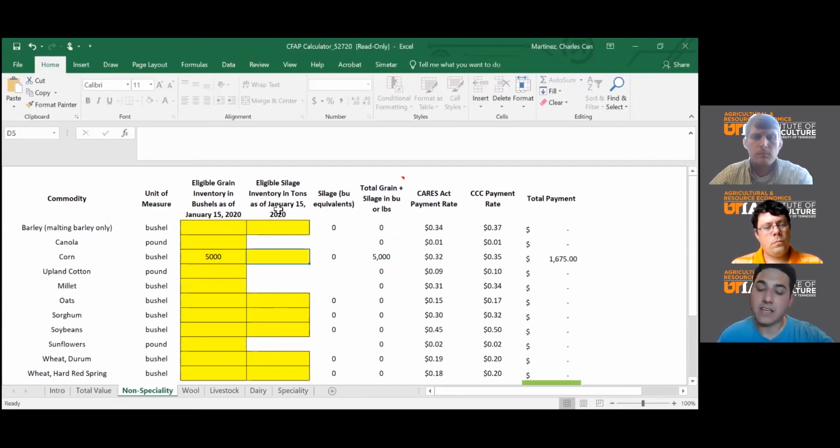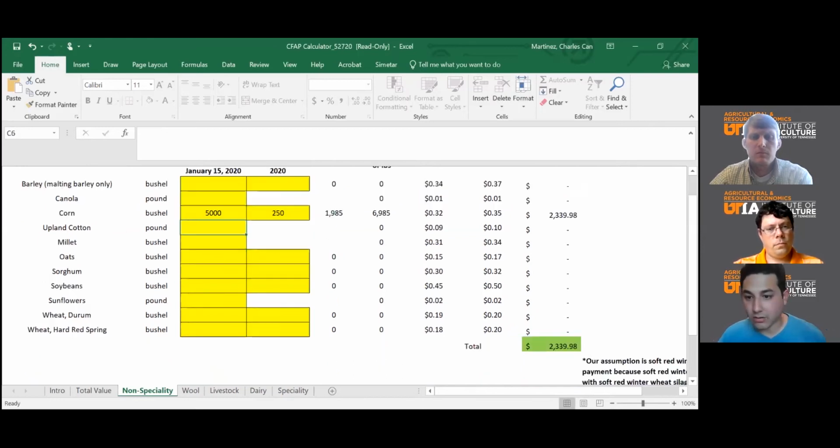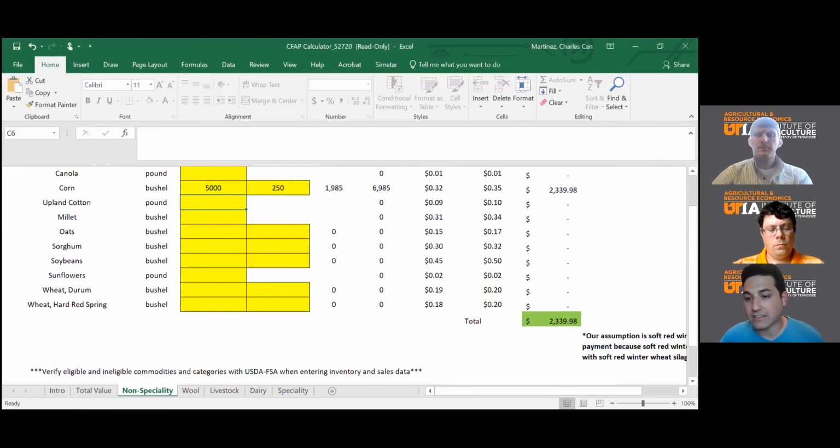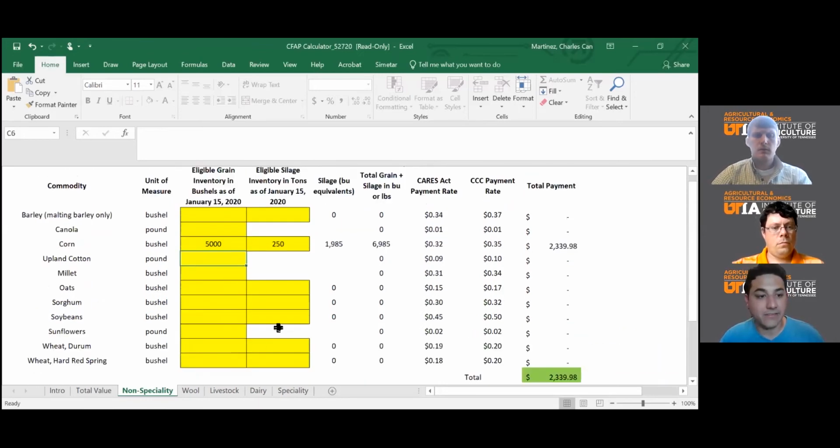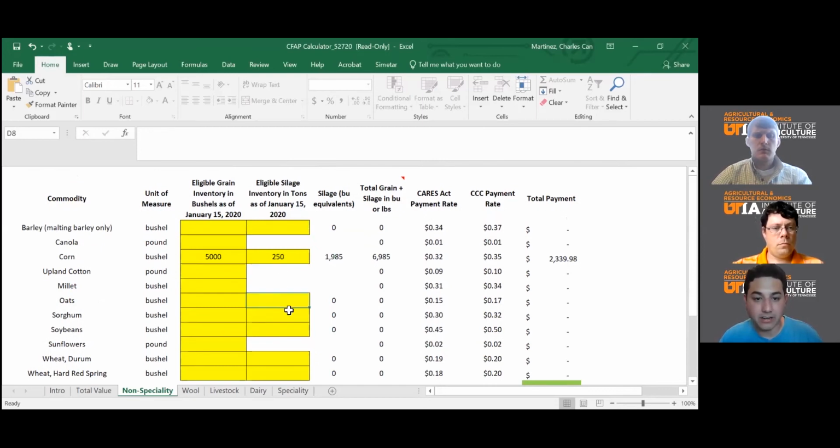In terms of tons, all you have to do is enter the tonnage of your silage because we have the converter built inside of it. So let's say we had 250 tons of silage. That bumps our payment up to $2,339.98. Now, if we just wanted to look at how much the silage is worth, and we'll delete that, you're talking $664.98. But we'll go ahead and put back on our 5,000 bushels. And so if you go down here, we're entitled to $2,339.98. And if you had other types of silage, you could simply input it here. And again, it will have its conversion already built inside for you.